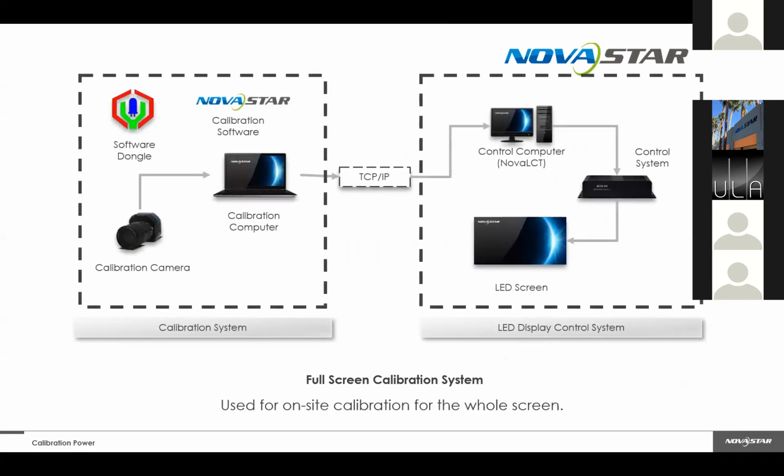The way that it's done is with the NovaCLB software. There's two ways you can do it. You can either use a Canon 70D. There's a couple of cameras supported, or you can buy the proper Nova calibration camera.